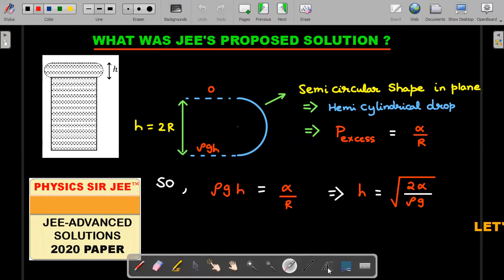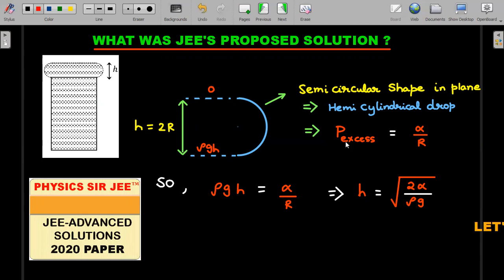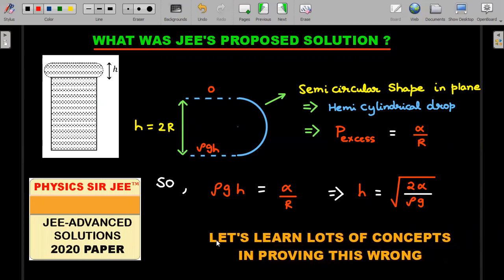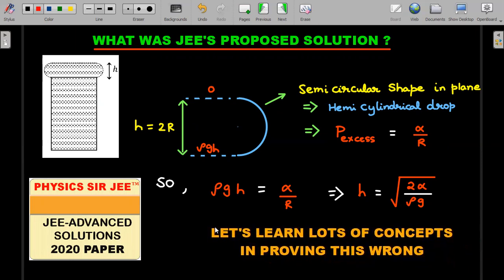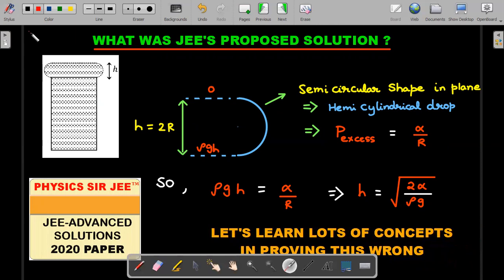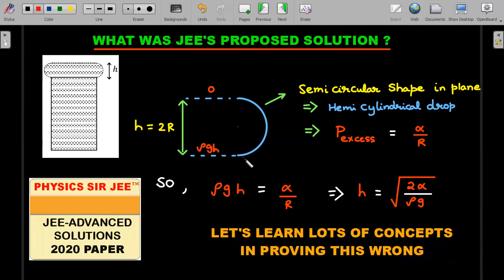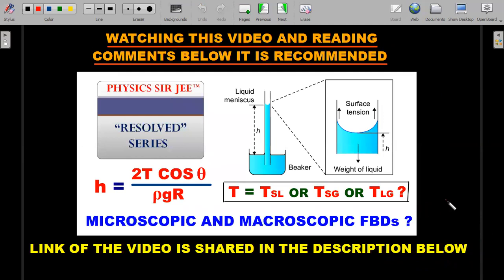They gave it as tentative key, some institutes supported it, and they left it as the final key, going against the previous Olympiad question and also common sense. Okay, so now let's learn lots of concepts in proving this wrong. Okay, and I'll answer some of the comments that the previous video also had about the vertical balance. Okay, right? I will do it in a very quick manner before we move on to the practice problem.